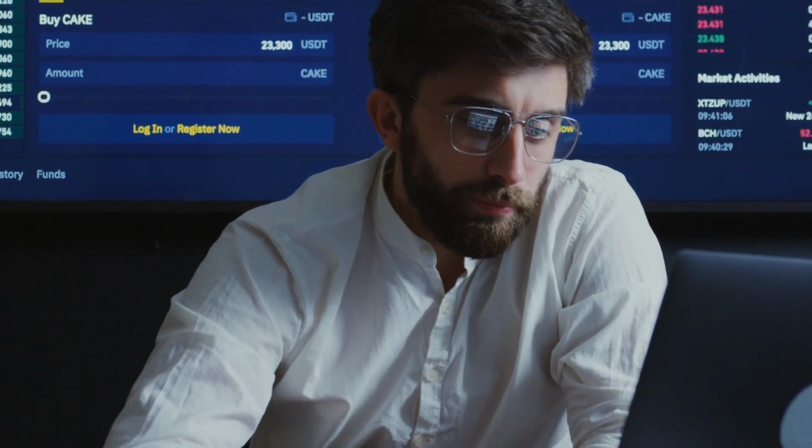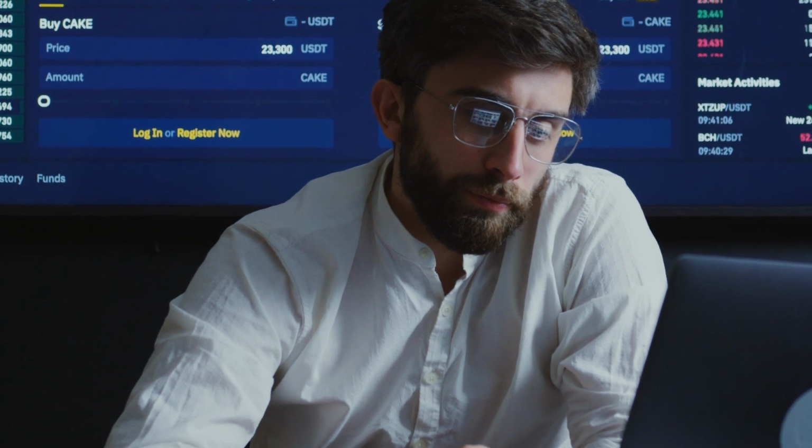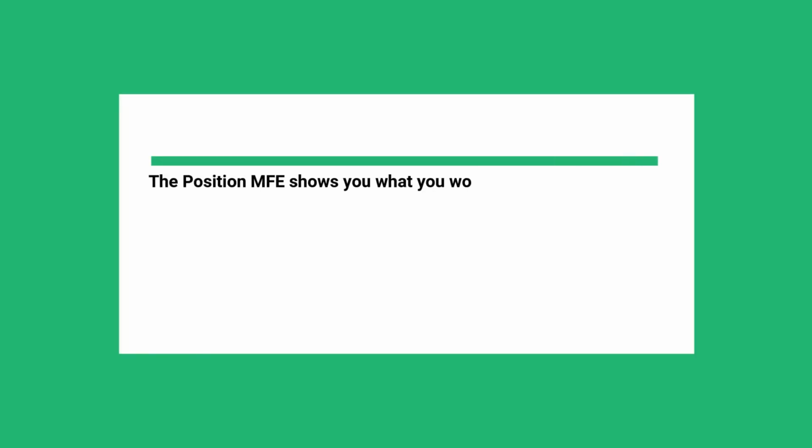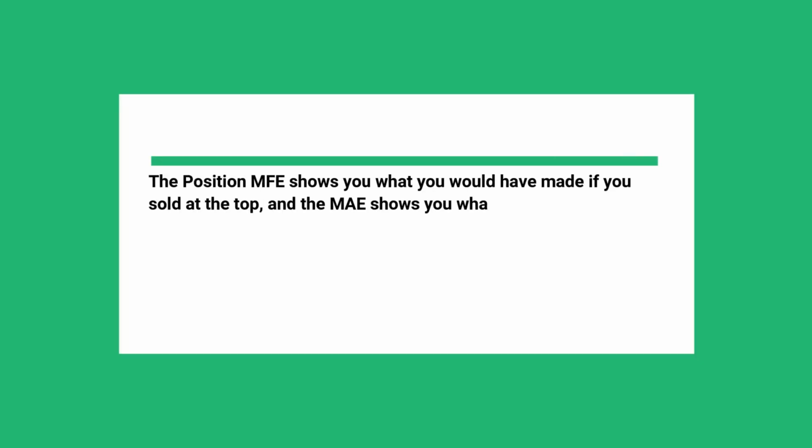Price MFE shows you the price the stock was during your trade that you would have made the most money on if you sold at that price, and the price MAE shows you the price the stock was during your trade that you would have lost the most on or made the least on if you sold at that price. The position MFE shows you what you would have made if you sold at the top, and the MAE shows you what you would have made if you sold at the bottom.